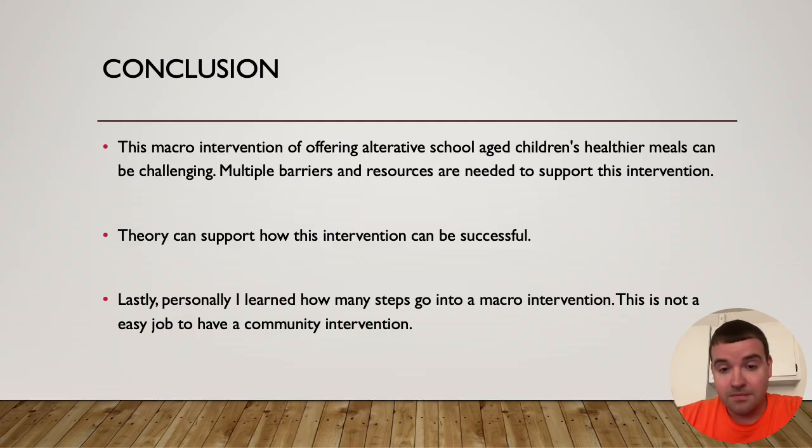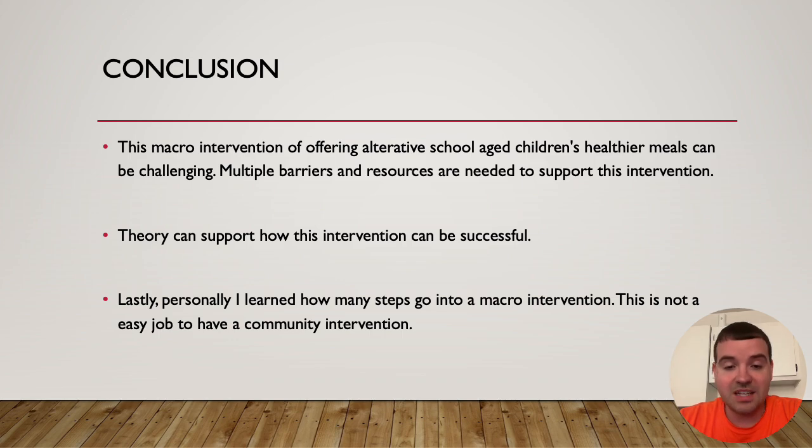In the conclusion, macro intervention offering school-age children healthier meals can be challenging. It definitely can be. I only talked about 5 different steps that would be needed for this intervention. And this, in my opinion, was a simpler intervention. This can still be challenging. Theory, we talk about theory a lot. Theory is how we support our intervention.